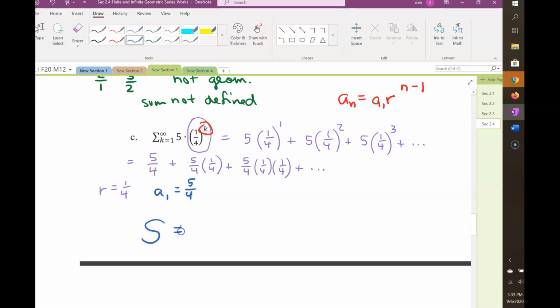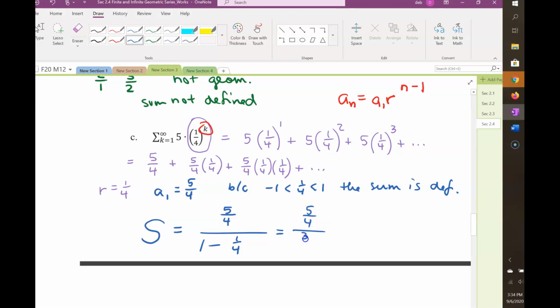So then for the sum, we need to say because 1/4 is between -1 and 1, the sum is defined. And we get a1 of 5/4 over 1 minus 1/4. So that's 5/4 over 3/4. Dividing by 3/4 is the same thing as multiplying by 4/3, and we get a result of 5/3.